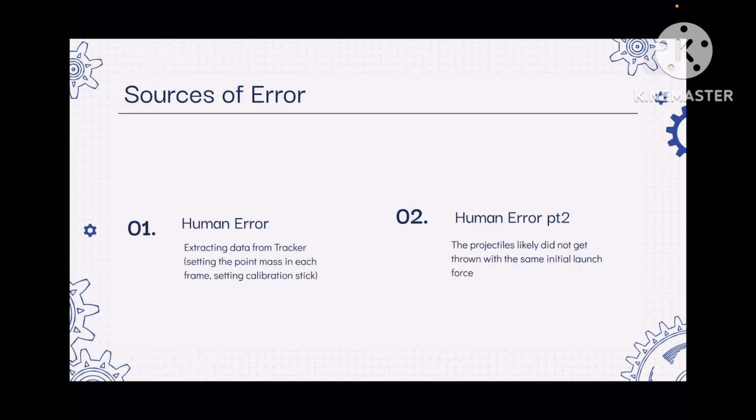So some sources of error, both of them are human errors, just in different forms. One of them is that extracting data from Tracker might not be completely precise, like setting the point mass in each frame or setting the calibration stick. And the second one, when taking the videos, the projectiles likely did not get thrown with the same initial launch force, and so the simulation isn't uniform.